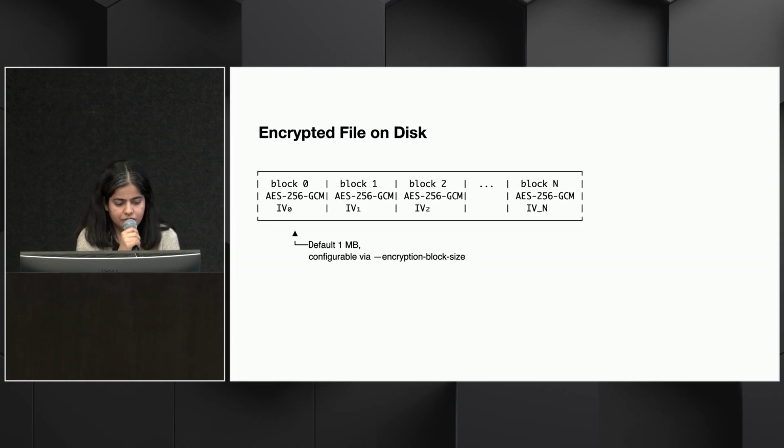And this is how the encrypted file looks. We are not encrypting the whole file as one giant block. Rather, we are dividing the file into multiple blocks. That block size is configurable, which we call the encryption block size. By default, it is 1 MB, but it is configurable and can be passed through the fdbbackup start command.